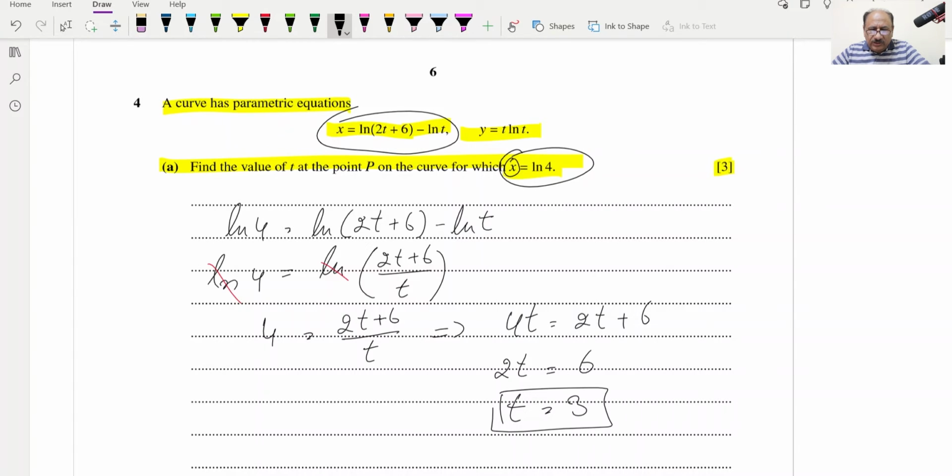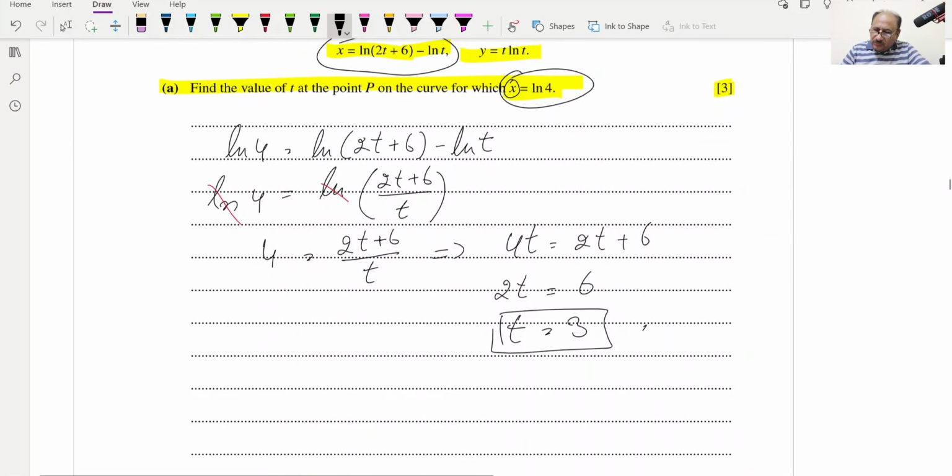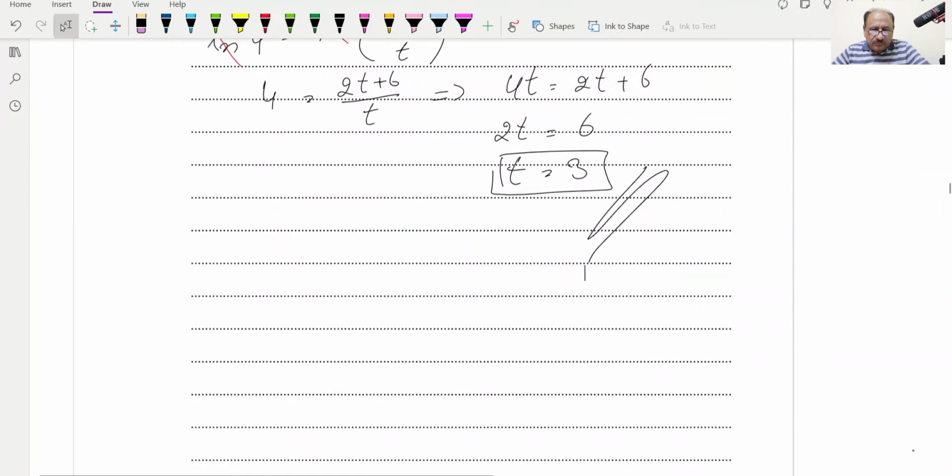Find the value of t at the point P on the curve for which x is equal to this. So this is the value of t, basically the 3 marks part, which we have done.